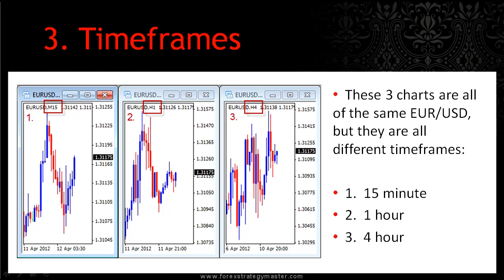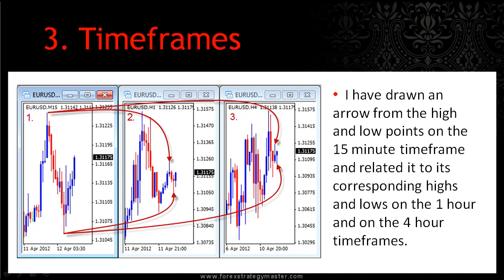A 1 hour time frame will absorb 4 15-minute candles. A 4 hour time frame will absorb 4 1 hour candles or 16 15-minute candles. So the reflection is going to be very different from time frame to time frame.